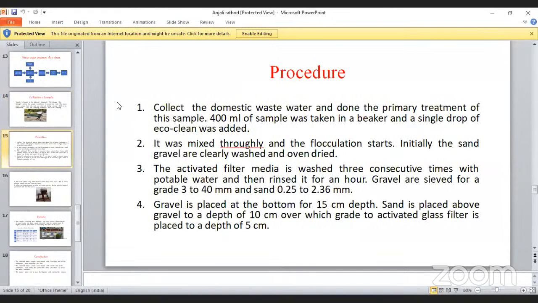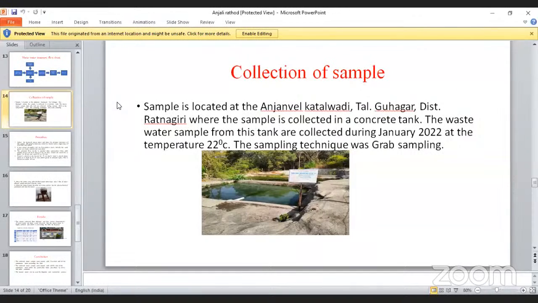Collection of sample. The sample is located at Anjanwad Katalwadi, Taluka Guhagar, District Ratnagiri, where the sample is collected in a concrete tank. The wastewater samples from this tank were collected during January 2022 at a temperature of 22 degrees Celsius.